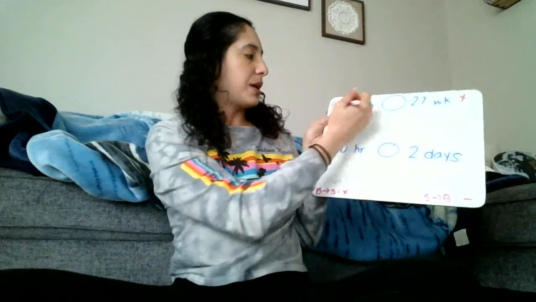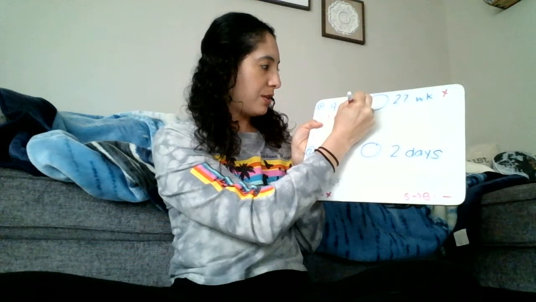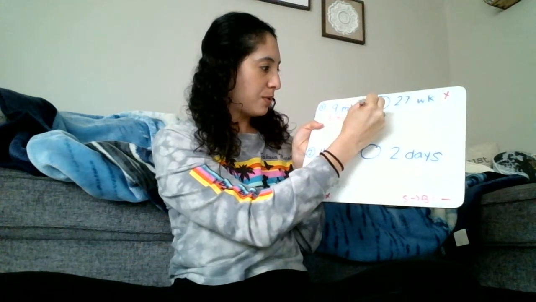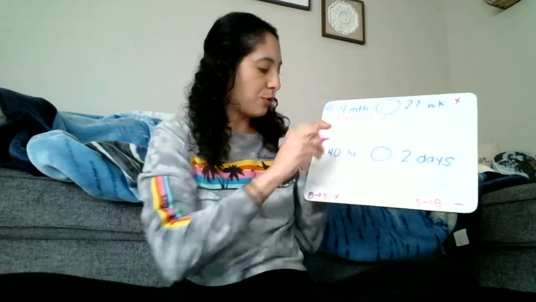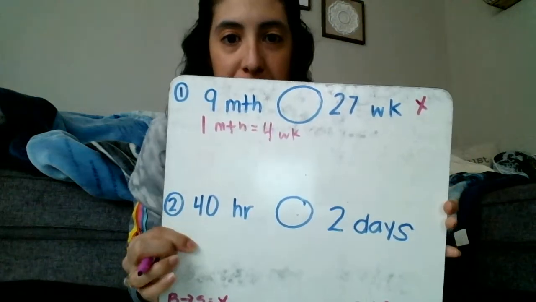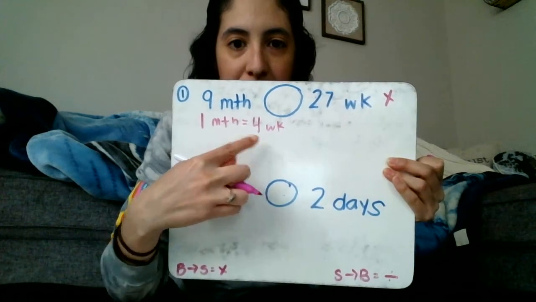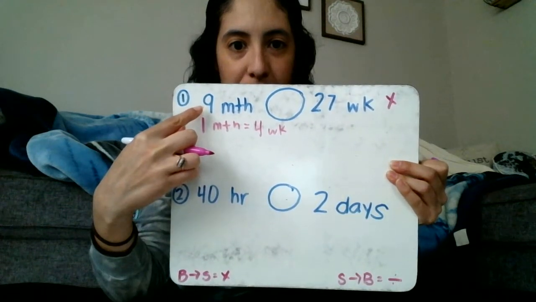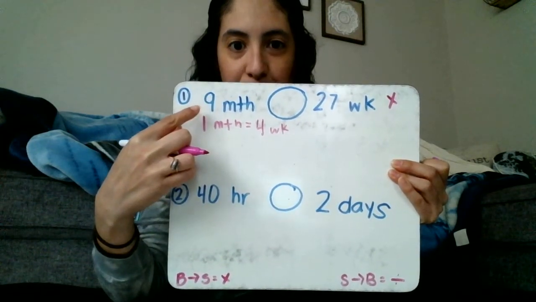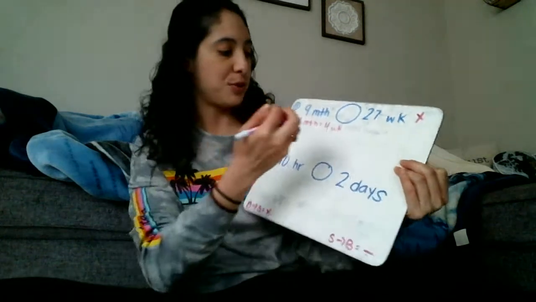Where's my marker? Oh, there it is. So I'm going to write my x. So 9 months, so I'm going from month. 1 month is equal to 4 weeks, right? Or about 4 weeks. So what do you think I'm going to do with this number and this number? Going to multiply, right? So 9 times 4 is equal to 36 weeks.